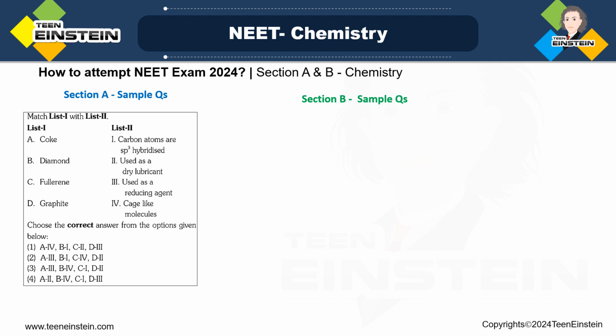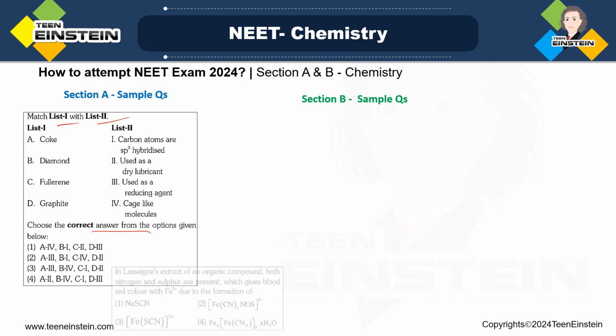Next we will have a look at some sample questions from section A and section B, so that you can understand the difference between these two sections. The primary difference is that in section B the questions need more thinking, so they are comparatively more complex. In section A, as you can see in this question, it says match list 1 with list 2, and after matching you have to choose the correct answer.